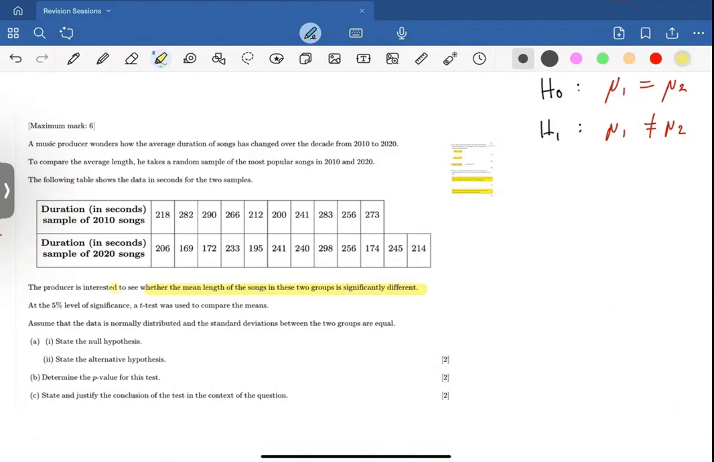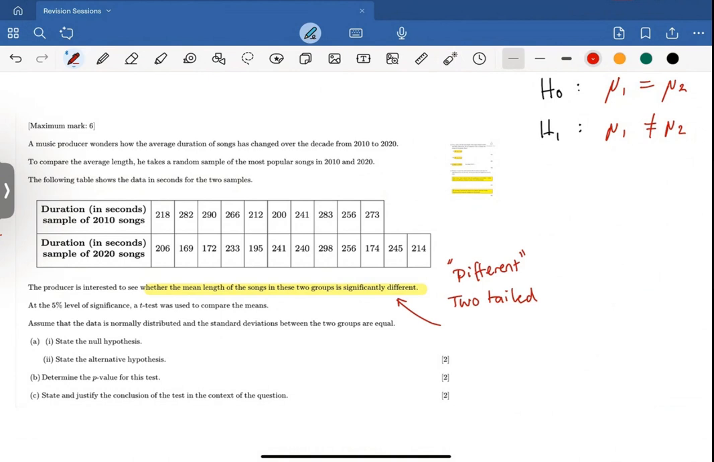The producer is interested to see whether the mean length of the songs in these two groups is significantly different. So this sentence here is telling us that it is a two-tailed test. It doesn't say that he thinks one of the groups is more than the other, or less than the other, just that they're different. And if we see that word different, then we know it is a two-tailed test.